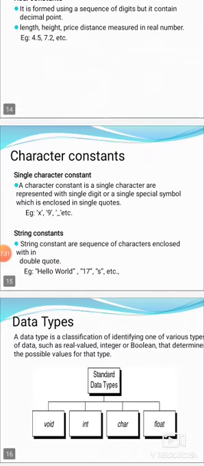Character constants. A single character constant is a single character, represented with a single digit or single special symbol, that should always be enclosed in single quotes. Here see an example. Within single quotes X, within single quotes 9, within single quotes underscore. And this is an example of a single character constant. It should be included within single quotes, and it can be represented only with a single digit.